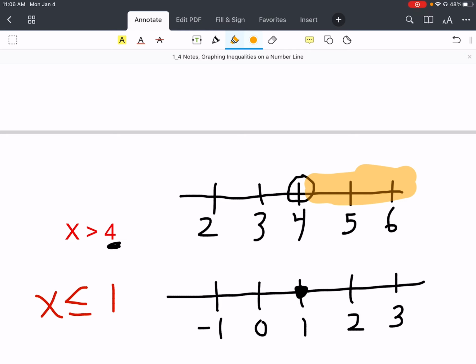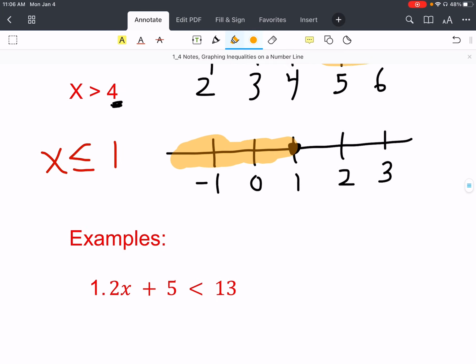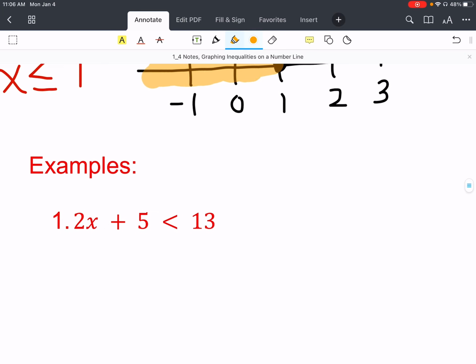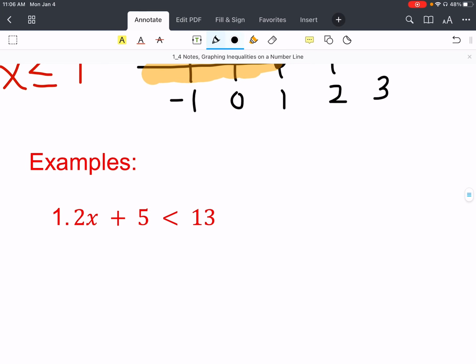So the difference between our two graphs, the empty circle showed greater than, the filled in circle is less than or equal to. So if there's a line underneath the alligator, our circle is going to be filled in. And we're going to shade in towards numbers that are less than 1. And that represents all the numbers that could possibly be less than 1. So your examples are going to look something like this.